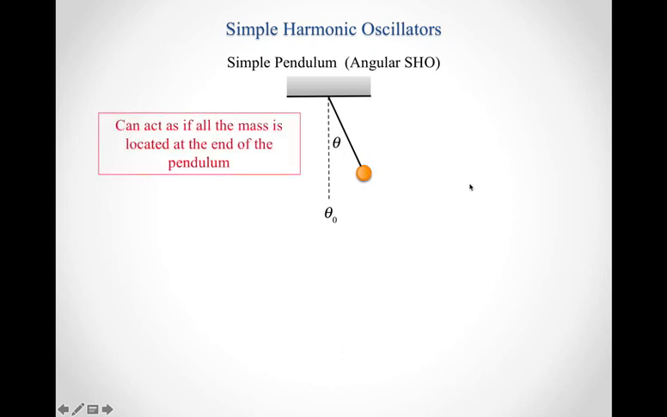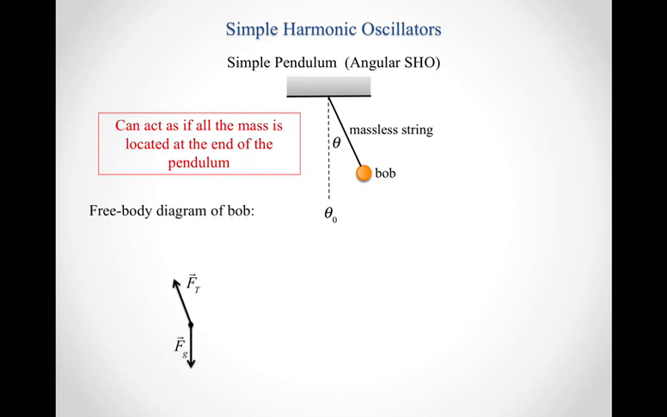Now what makes it a simple pendulum is the fact that you can act as if all the mass is located at the end of the pendulum. So basically we can act like this is a massless string and all the mass is effectively down here, and we can treat it as if it's a point particle. So you've got a massless string, and that point particle we end up calling the bob of your pendulum.